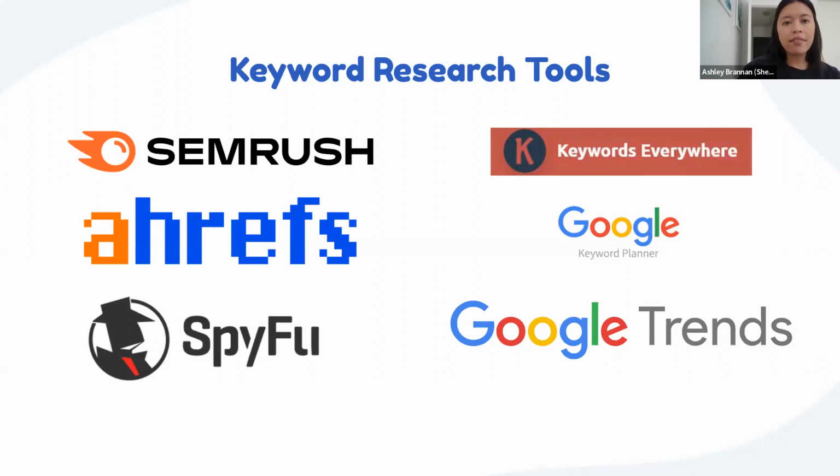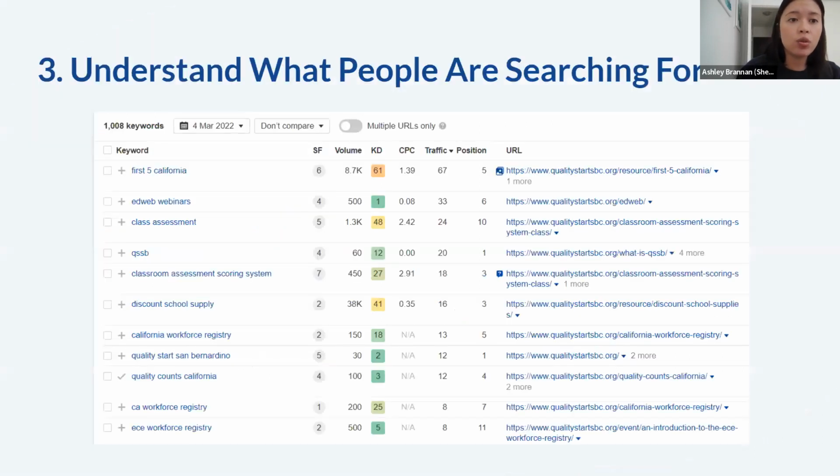So after understanding those keywords, and idolizing on what types of keywords that you do want to target, we'll take a look at the different metrics related to those keywords. This is a screenshot of keywords that Quality Start is ranking for. And as you can see, this is a screenshot from Ahrefs, one of the keyword research tools that we just covered, and it'll show us the volume.